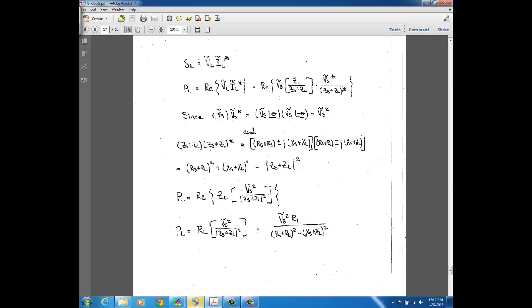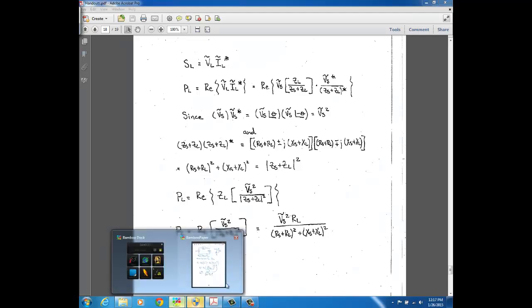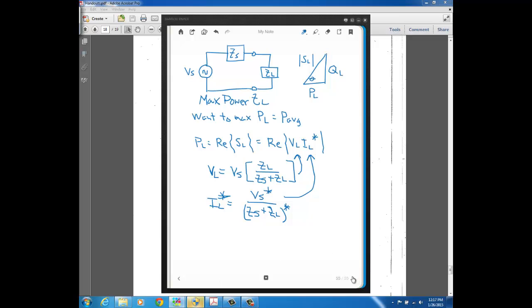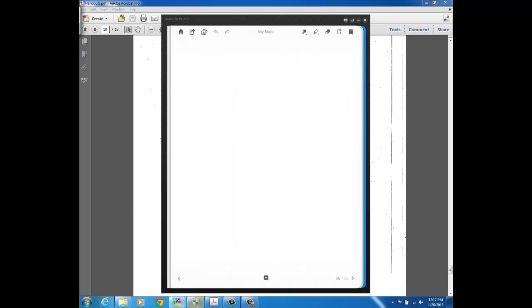So if we just follow through here, and you can go through this on your own, the important result here is at the bottom of the page, where you can write that power, P average, for the load. Okay, so if we go back to our workbook, we'll go over to the next page. So we can write that PL, which is P average of the load, is equal to the following.